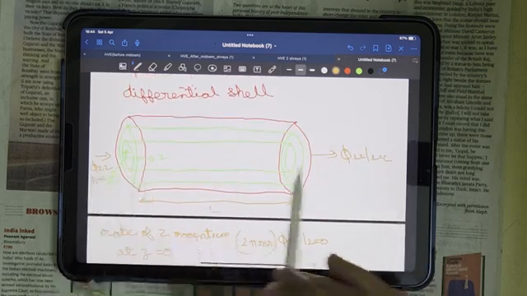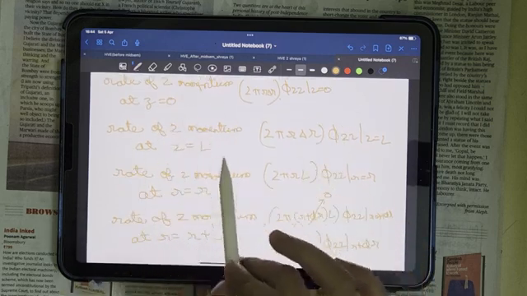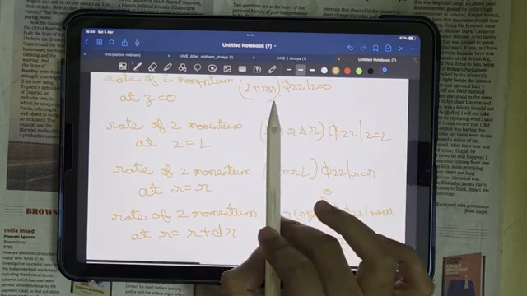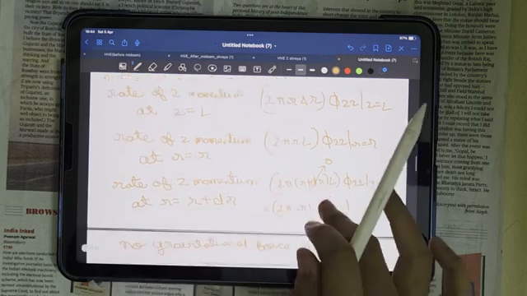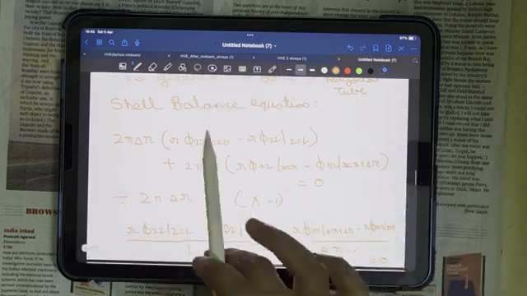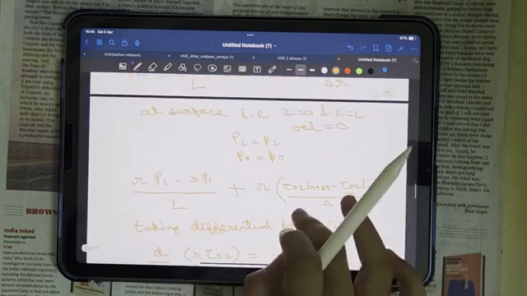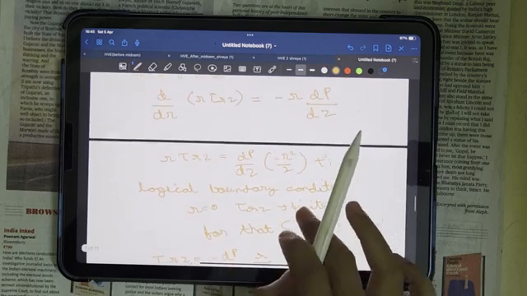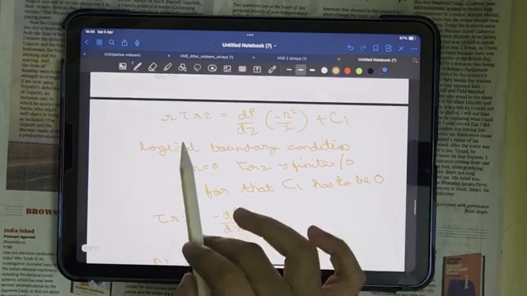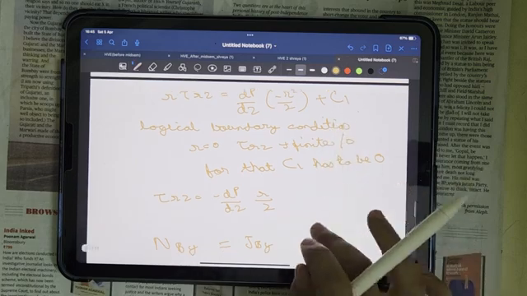Then we wrote rate of z momentum in both z direction and r direction, and we multiplied the flux with the perpendicular cross sectional area to that specific flux to get rate. And then we had no gravitational force as the tube was horizontal. Then we applied shell balance equation, which is basically force balance, and from there we applied a logical boundary condition: at r equal to 0, tau rz must be some finite value or 0. For any case, C1 has to be 0. So we got tau rz as minus dp by dz into r by 2.